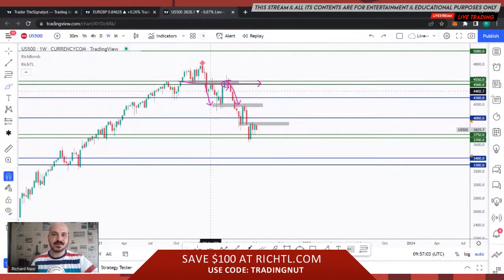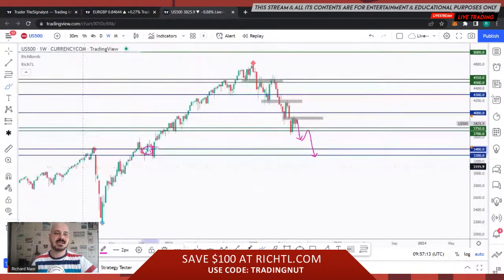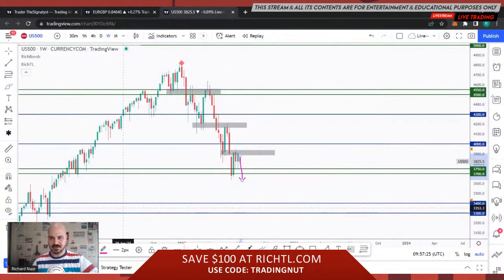Now we've got this next support, which is obviously here at the demand zone. If we trade lower like this for the next impulse movement, then a movement lower till this previous all-time high of 2020 here, which is also lining up with this demand zone, aggressive movement upward from here. But first we will need a break below this area.